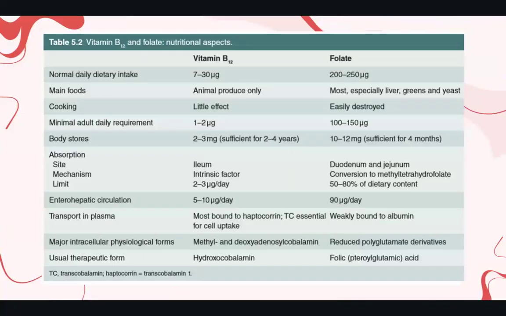Okay, so this is a table that Dr. Abdul Jabbar put in your guys' slides. Honestly, you don't really need to worry about this at all. He even said it in the recording. You guys don't need to worry about the numbers. He just put this so you guys can have an idea of the sources of vitamin B12 and folate, which I've already mentioned in the previous slides. And honestly, that is all you need to know.